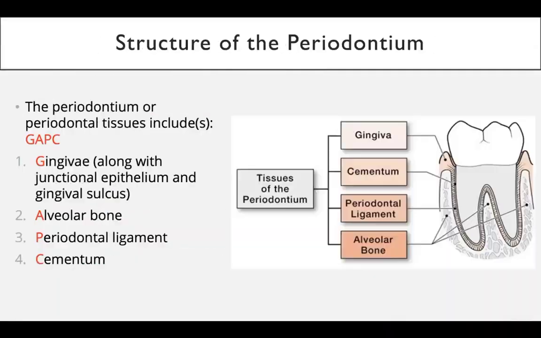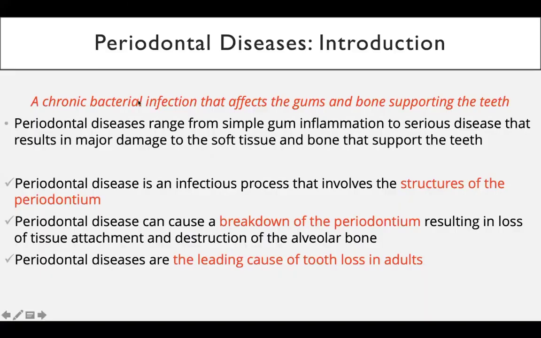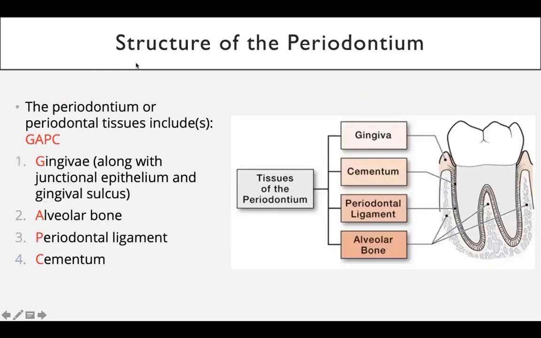Let's quickly revise it. Periodontal disease, we know it's a chronic bacterial infection. It involves the structure of periodontium, breakdown of periodontium, leading to tooth loss, and is a leading cause of tooth loss in adults. Gums are involved, bony structure is involved, periodontium is involved, GAPS are involved. What are GAPS? These are the tissues of the periodontium: gingiva, alveolar bone, periodontal ligament, C is cementum. And the chronic bacterial infection will be affecting these tissues, known as periodontal tissues, periodontal diseases.